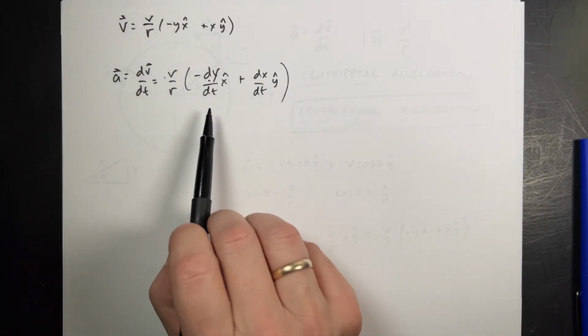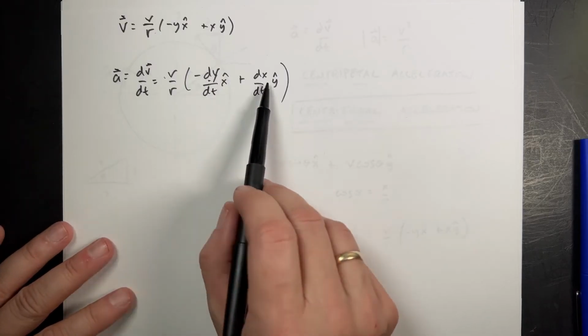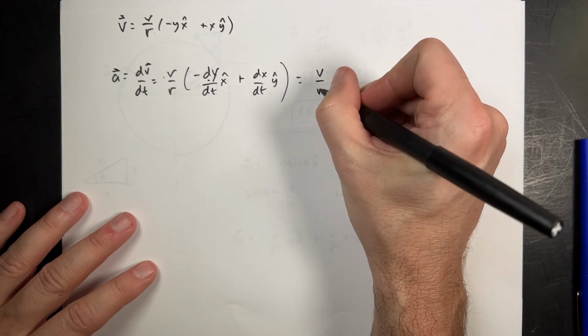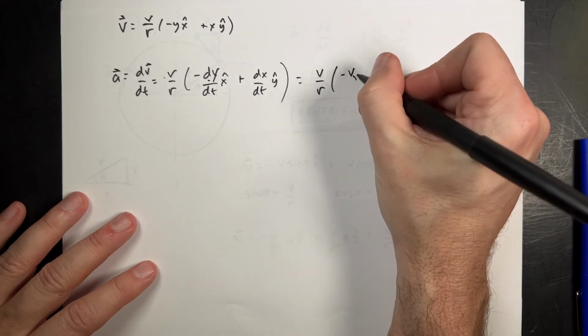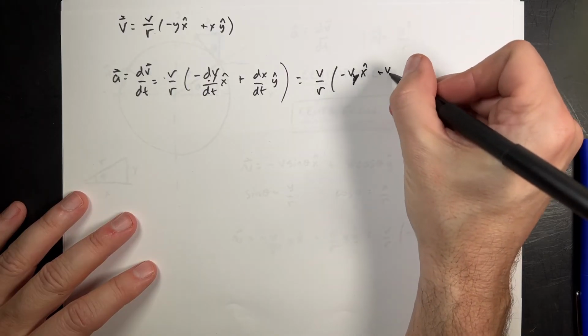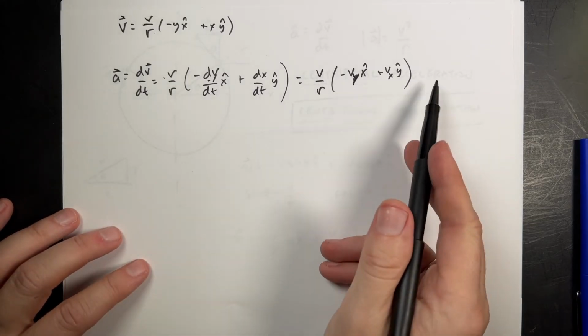Well, what is dx dt? That's the x velocity. Actually, dy dt is the y velocity, I'm sorry, and dx dt is the x velocity. So this is actually equal to v over r times negative vy x hat plus vx y hat. And that's a vector.